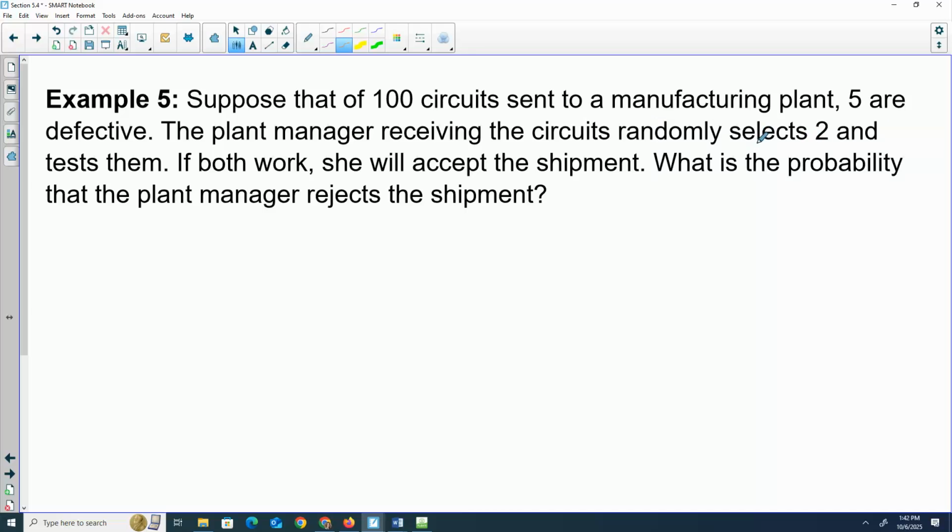Well, she's only selecting 2 of them, and she'll accept it if they both work. So she would reject it if the first one was defective, or the second one was defective, or they're both. Would it be easier to find all 3 of those, or just the probability of accepting it? Probably the probability of accepting. And then how would we get the probability of not accepting? Subtracting it from 1. Okay. So the probability she accepts it.